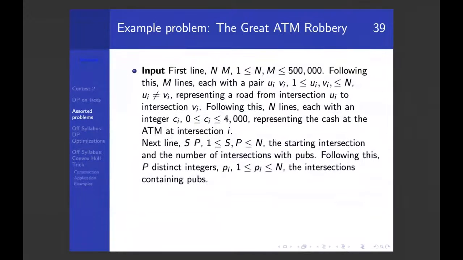For input, you're given the number of nodes and number of edges, that is, the number of intersections and roads, up to 500,000. You're given m lines, each with an edge, so you know there's a directed edge from U to V.